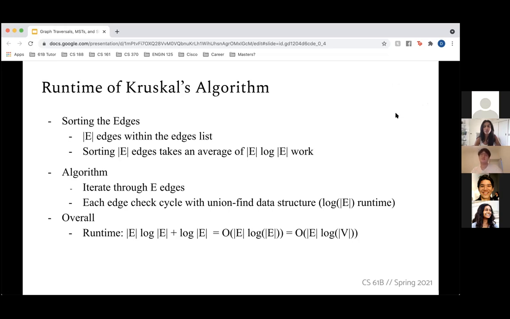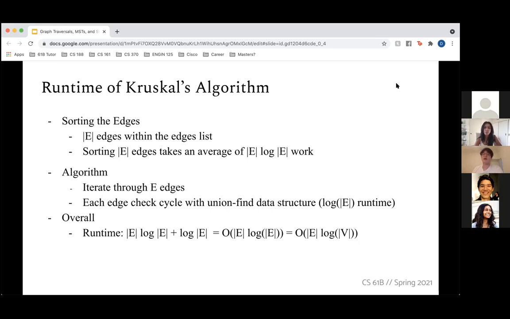Cham, do you want to ask your question? Yeah, can you go over once more why the edge check cycle is log E? The edge check cycle? Oh, I see. So here I would recommend looking at the union find data structure. I don't think we have enough time to go over exactly how the union find data structure works.